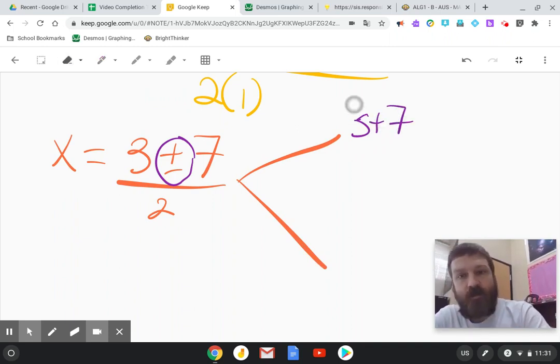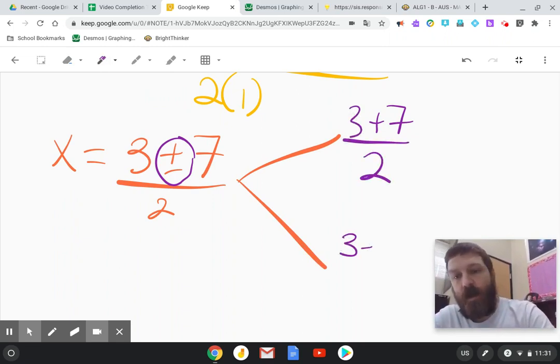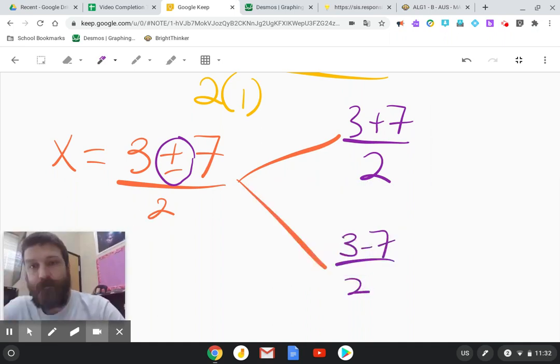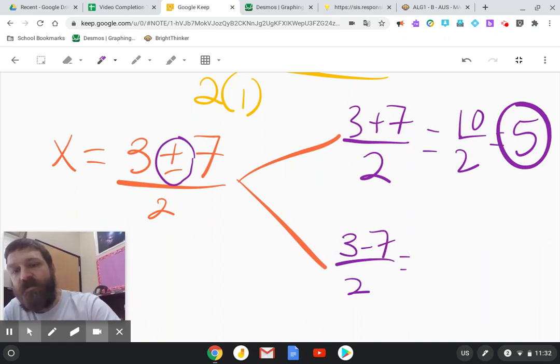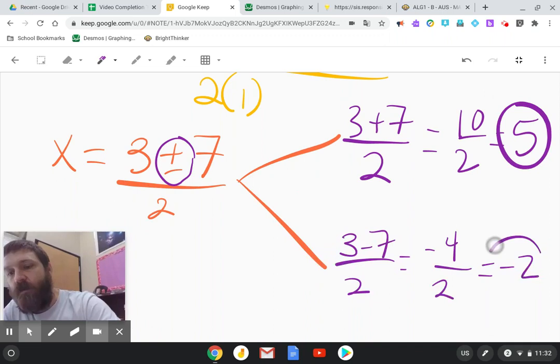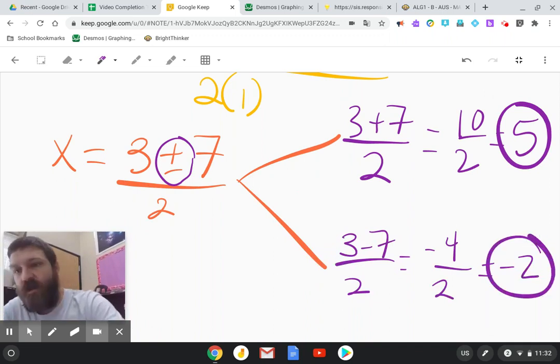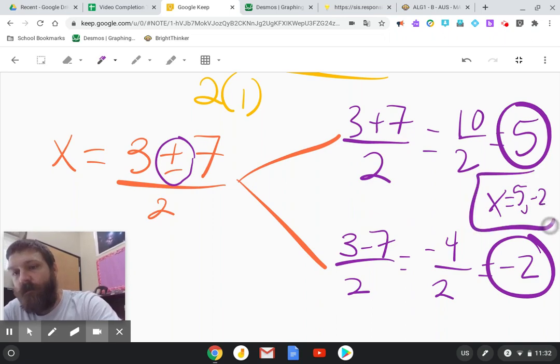Sorry about that. Let's erase that 3 right there and rewrite it. 3 plus 7 divided by 2. And 3 minus 7 divided by 2. Let's move my window over here. 3 plus 7 divided by 2 is 10 divided by 2, which is 5. So that's one solution. And 3 minus 7 is negative 4 divided by 2, which is negative 2. And so my 2 solutions are x equals 5 and x equals negative 2.